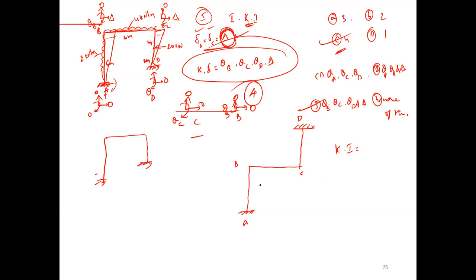See, this is also a rectilinear frame. So theta B is possible, theta C is possible, and this frame will also have delta. They may give it like this. They may give the deflected pattern also.